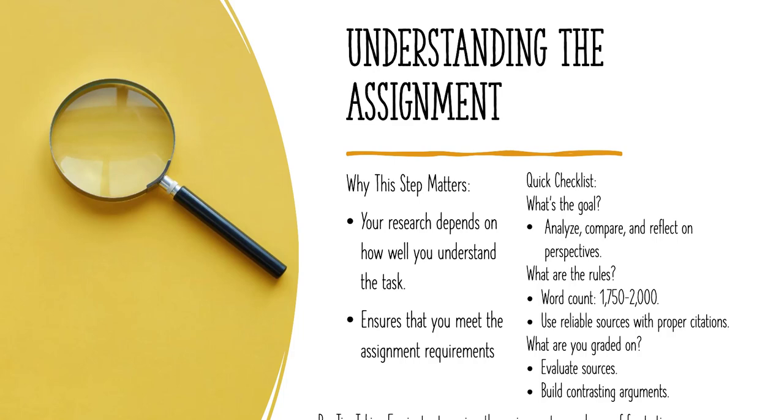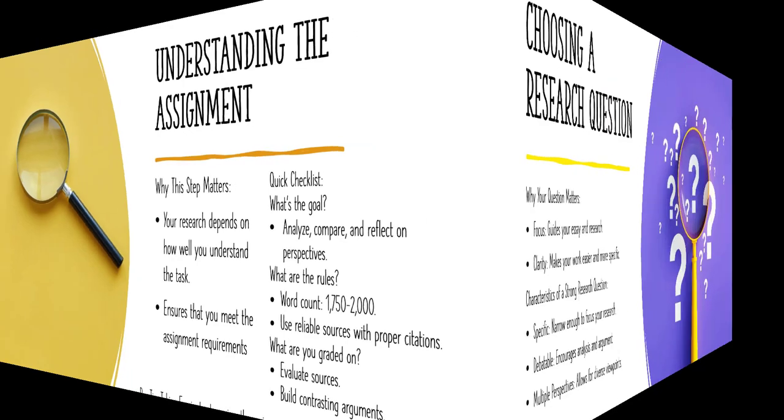Here's a quick checklist to break down any assignment. Ask yourself these following questions. What's the goal? In this case, it's to analyze, compare, and reflect on perspectives. What are the rules? You need about 1,700 to 2,000 words, reliable sources, and proper citations. And what are you being graded on? Check the rubric or criteria. In this assignment, your ability to evaluate sources and build contrasting arguments is key. Taking 5 minutes to do this will save you hours of frustration later.